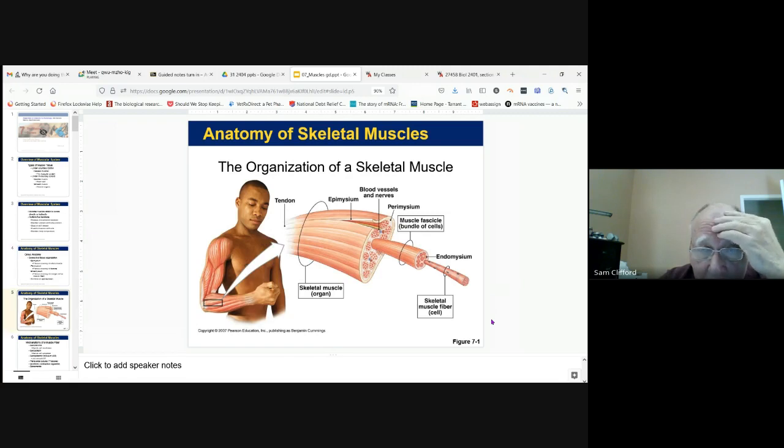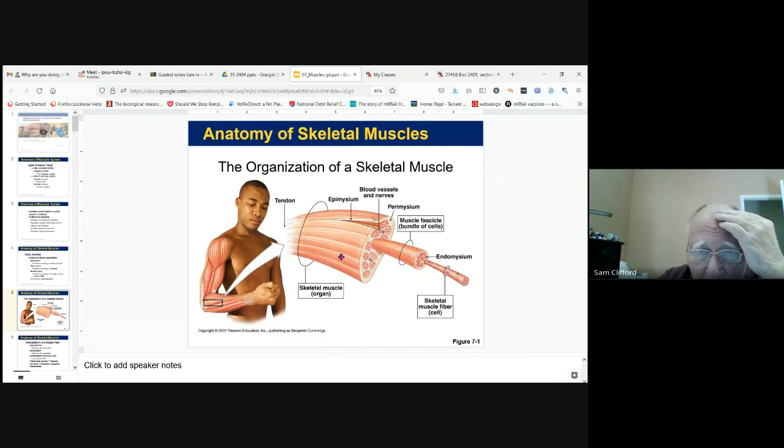So this is what skeletal muscle looks like. The entire muscle is covered by the epimysium. It's the outer layer. Each fascicle is surrounded by a perimysium. Each fascicle is made of bundles of muscle cells or muscle fibers. Each of those muscle fibers is surrounded by an endomysium.